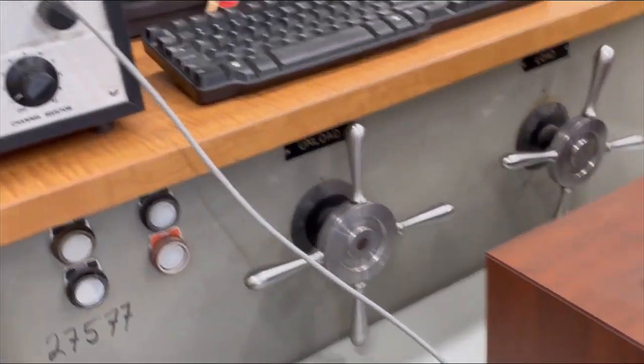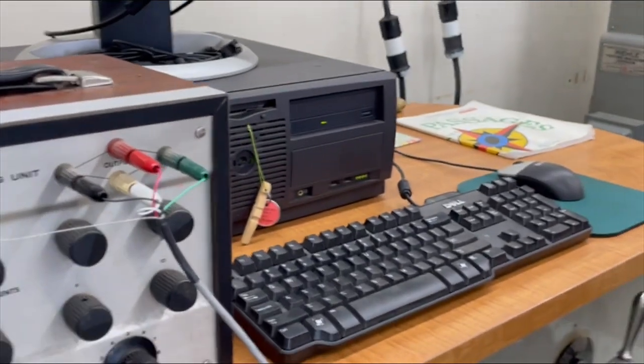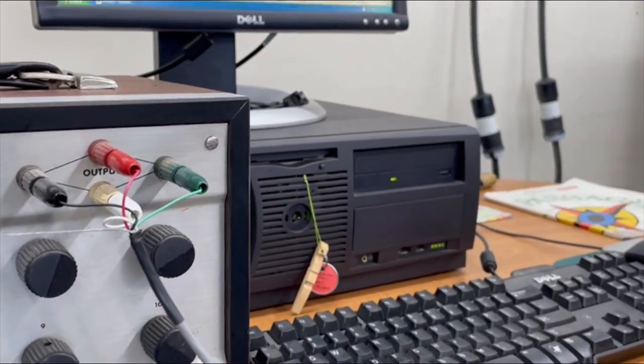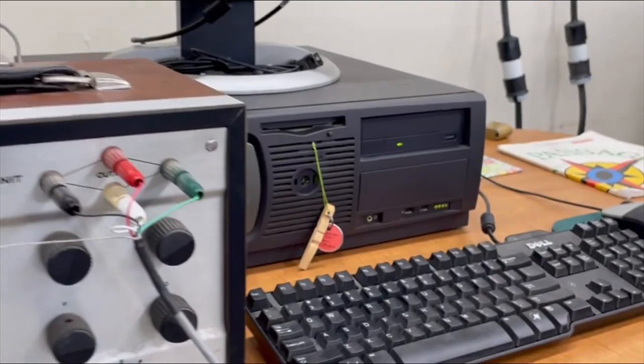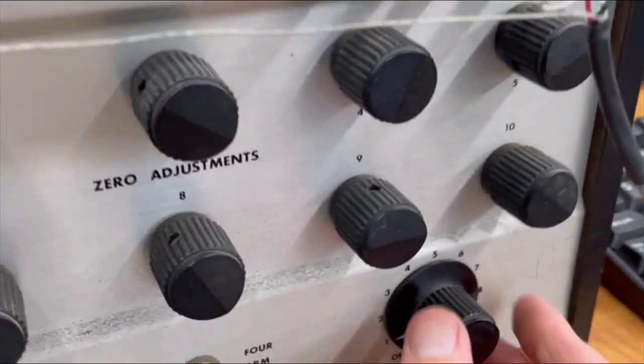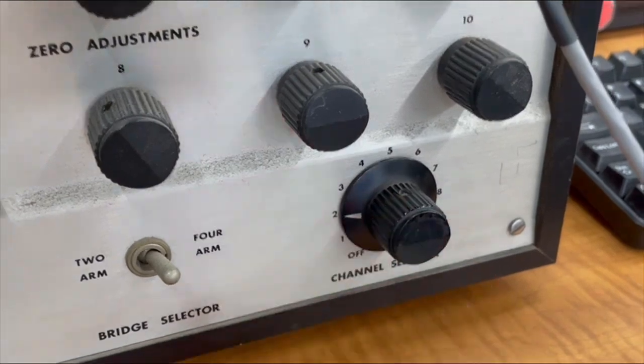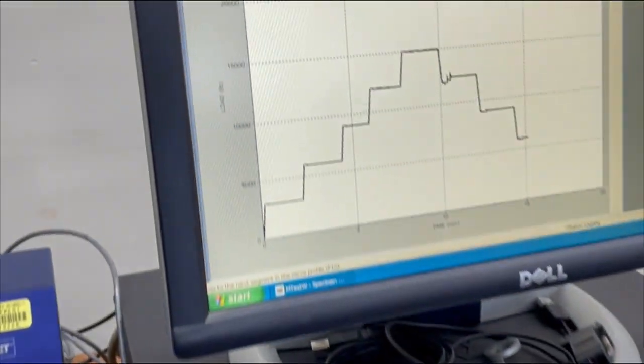2920. 2920, thanks. See how I have to multitask here? I'm doing a bunch of things at once. Now change this to channel 2. Okay, channel 2. Where are we?